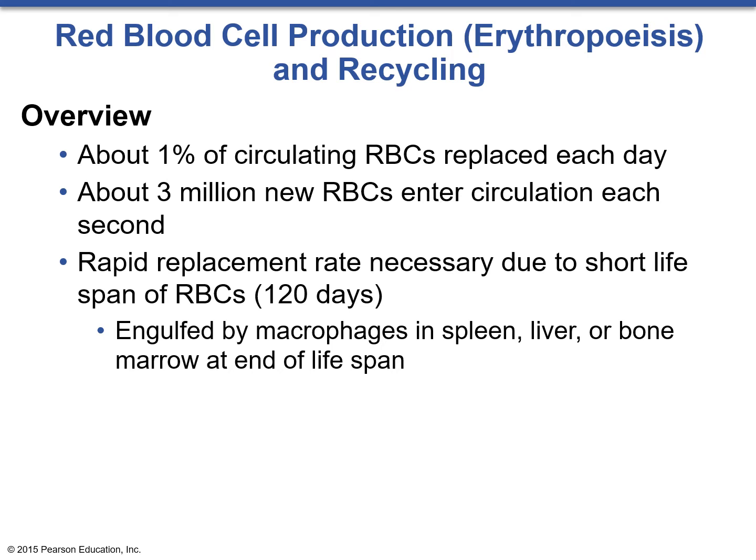There are about 1% of circulating red blood cells that are replaced each day in the body, and about 3 million new red blood cells enter the circulation each second. So this is very fast production that's consistent with the body. This rapid replacement rate is necessary due to the relatively short lifespan of red blood cells of just 120 days.